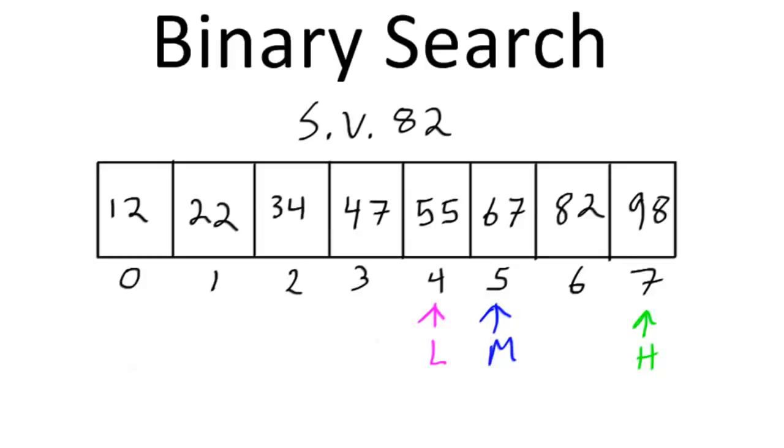And what we effectively have done after all that is eliminated half of our search space. So all of this business here is no longer in our search space because we have a new low and a new high. So the algorithm starts all over again. We do the comparison between what we have at midpoint, which would be 67, and 82, and we see that 82 is in fact greater than 67.